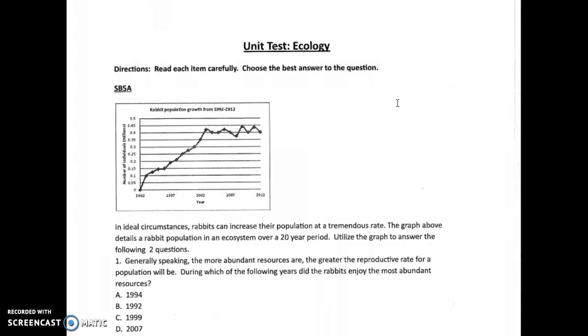Number 1. Generally speaking, the more abundant resources are, the greater the reproductive rate for a population will be. During which of the following years did the rabbits enjoy the most abundant resources? A. 1994, B. 1992, C. 1999, or D. 2007.